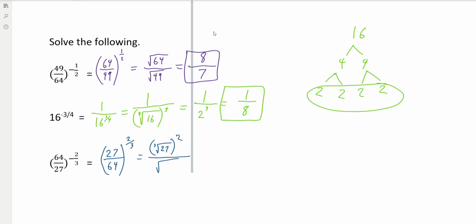And we're going to do the same thing for the denominator, which is cube root of 64, and then we're going to square that. And let's just think about what we get. So the first one, we get 3, and then squared over 4 squared, which is going to be 9 over 16 as our final answer.